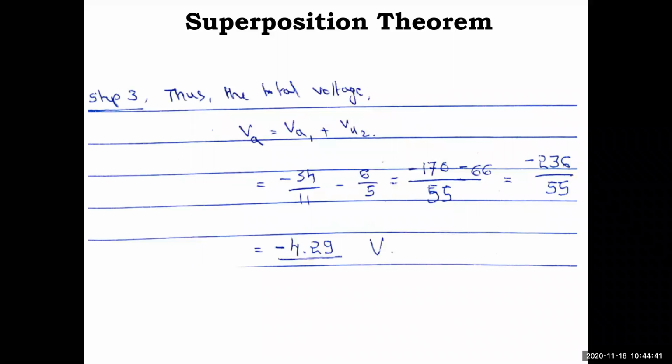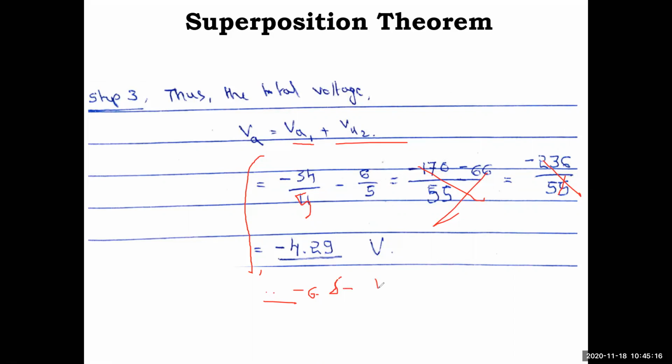So now as in superposition theorem, add both the voltages, thus the total voltage is equal to VA1 plus VA2. So here I have made a mistake, right? So it is minus 34 by 5 minus 6 by 5, so it will be minus 40 by 5 and it is minus 8, right? So this is wrong. Because LCM, so you'll get minus 40 by 5 equal to minus 8, or if you use straight away the values, minus 6.8 minus 1.2 is equal to minus 8 volt. So minus 8 volt is the answer.